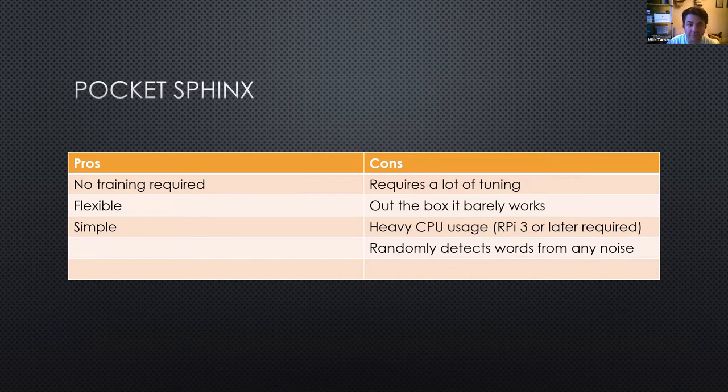Then I tried Pocket Sphinx, which seemed to be very common. It needed a lot of tuning. So though you don't need to train it, it seems to need tuning to the microphone you use, to your accent, to all sorts of things. And I had a fair bit of trouble making it work reliably. It was detecting random words just from me pressing keys on a keyboard, which wasn't particularly helpful.